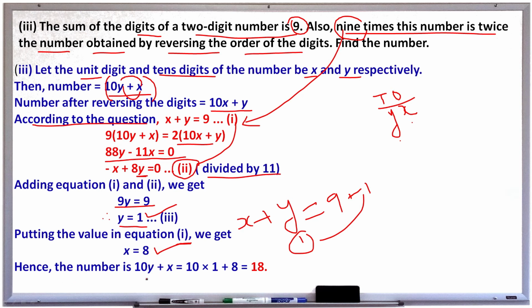Hence the number 10y plus x is equal to 10 into the value of y is equal to 1 and value of x is equal to 8. So 10 into 1, 10 plus 8, 18. So the number is 18.